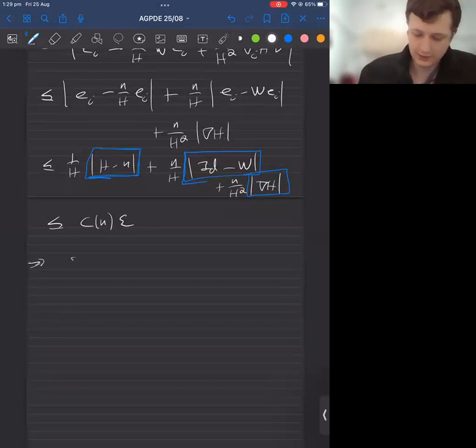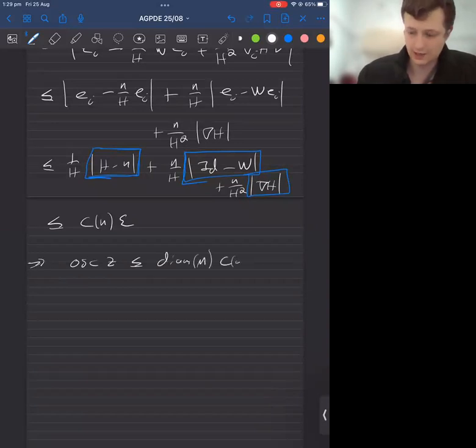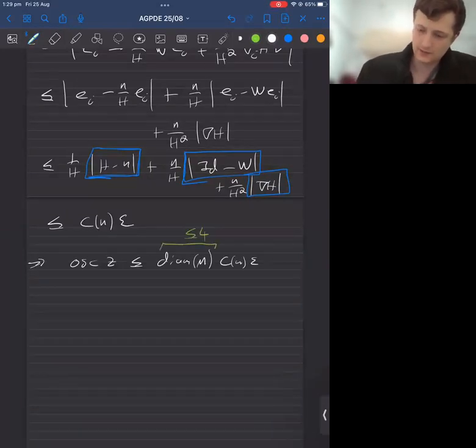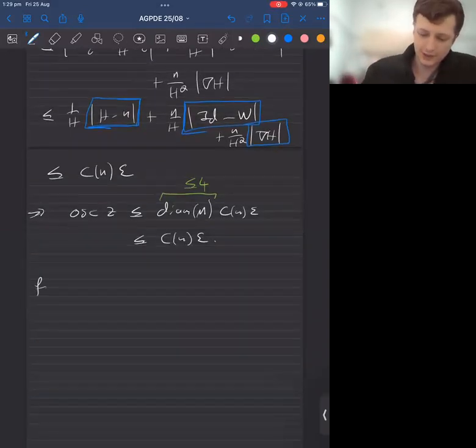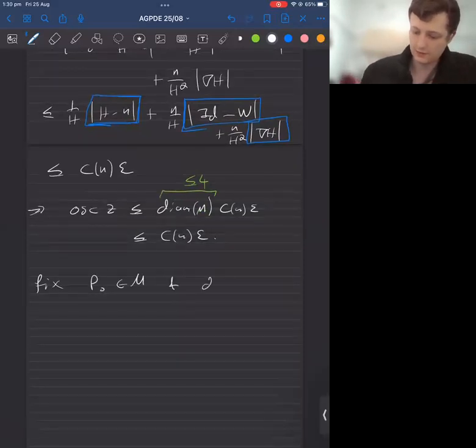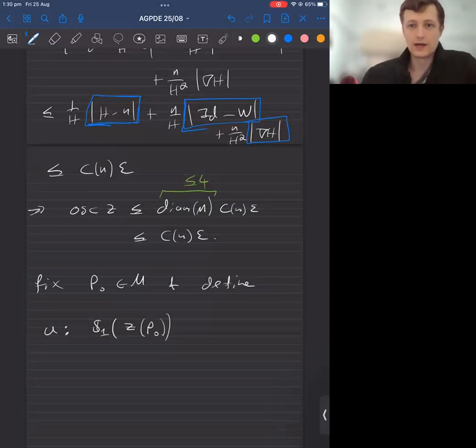So in particular, the oscillation of Z is clearly bounded by some constant times epsilon. This is why we wanted our diameter bound, right? So we get that Z doesn't move around too much, so we can just fix some p_0 in N and define U, which is going to be our graph. It's just the sphere of radius 1 around this center, which we'll fix, and this is going into R.